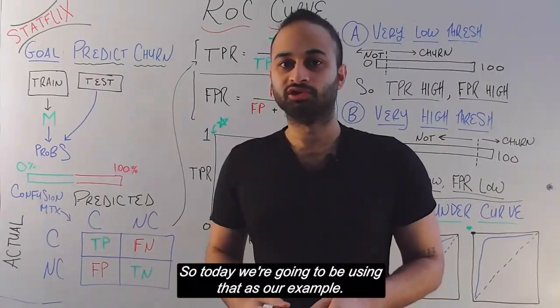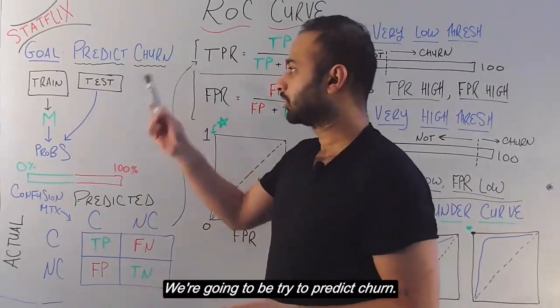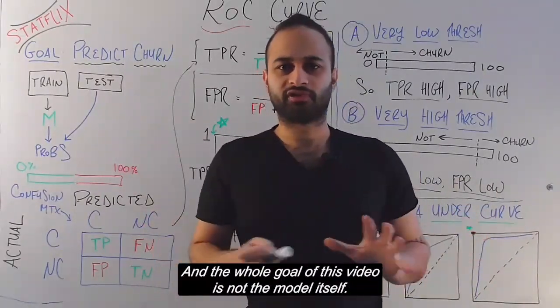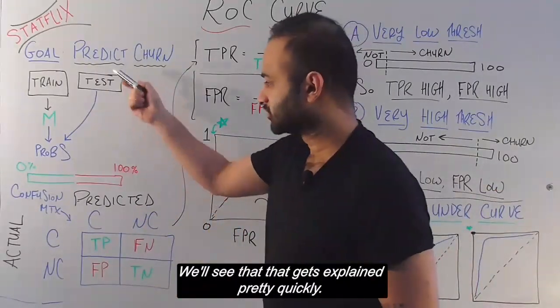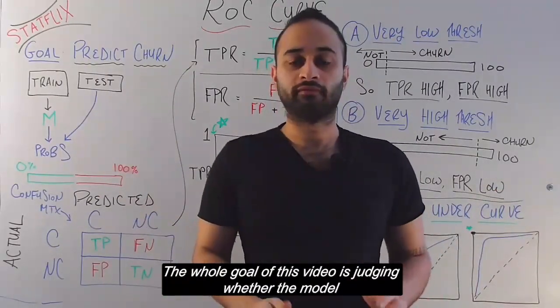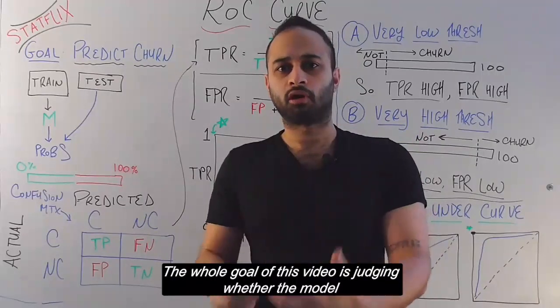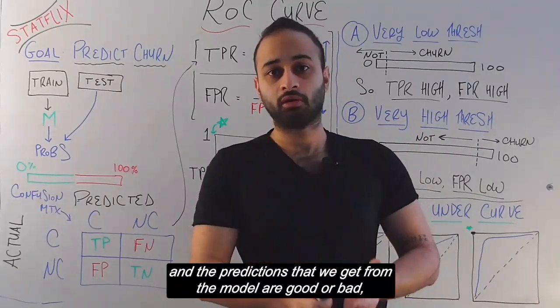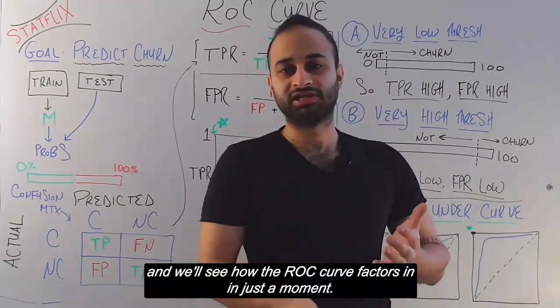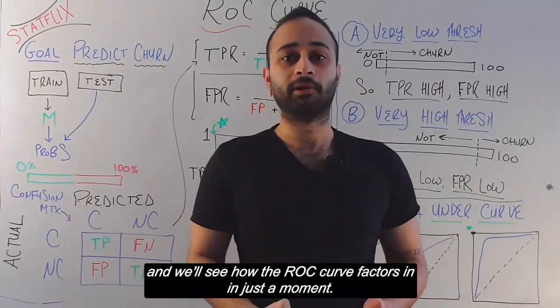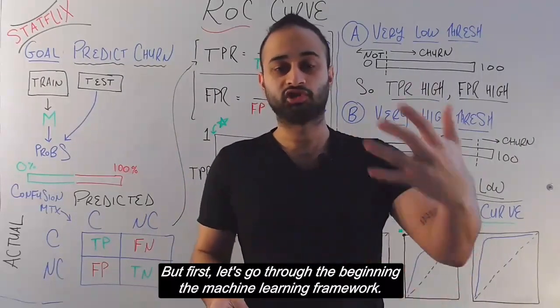So today we're going to be using that as our example. We're going to be trying to predict churn. The whole goal of this video is not the model itself. We'll see that that gets explained pretty quickly. The whole goal of this video is judging whether the model and the predictions that we get from the model are good or bad. And we'll see how the ROC curve factors in just a moment. But first, let's go through the beginning, the machine learning framework.